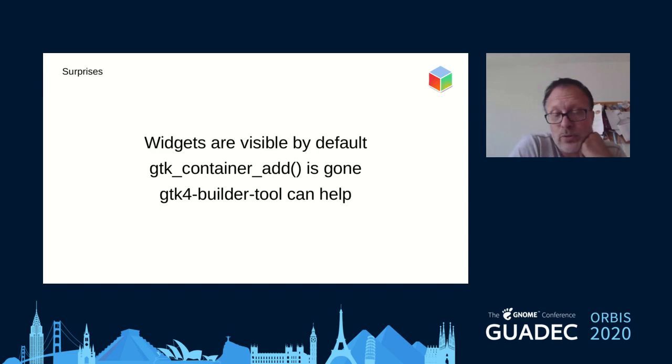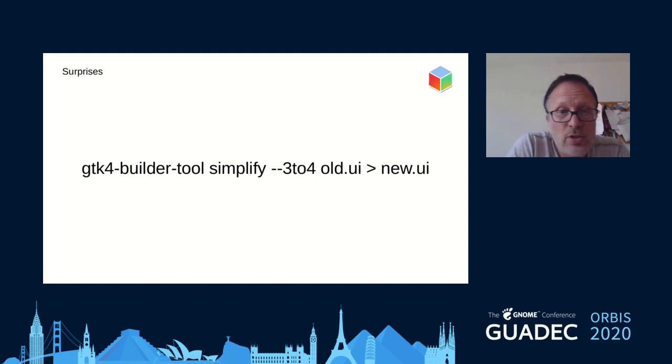If you pass the --3to4 option to the gtk4-builder-tool simplify command, it'll try to read a GTK 3 UI file and try to convert it to a GTK 4 one. Now, this is an imperfect tool, so you should always verify the output that it produces, and you should probably check the warnings that it spits out. But we've run it over all the UI files in GTK several times during the GTK 4 development, and it generally works fine. So that's a very useful tool that you should have in mind as you try to port.